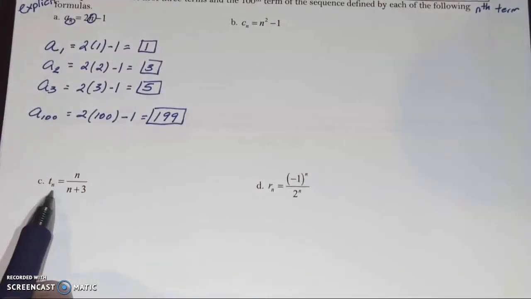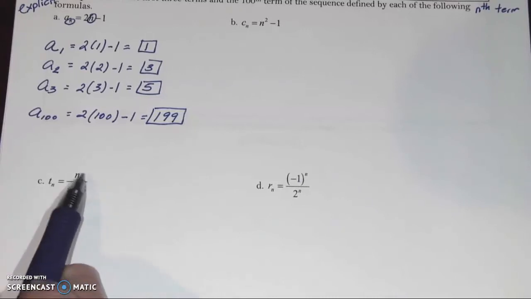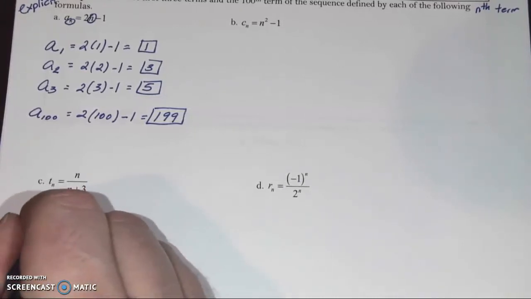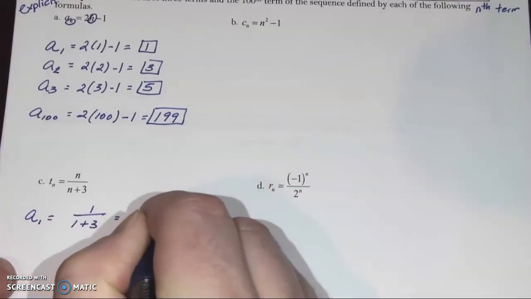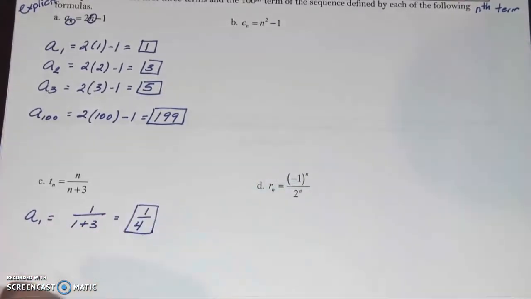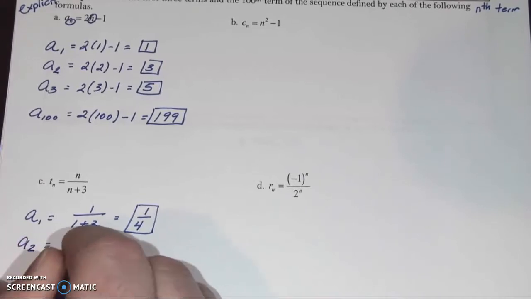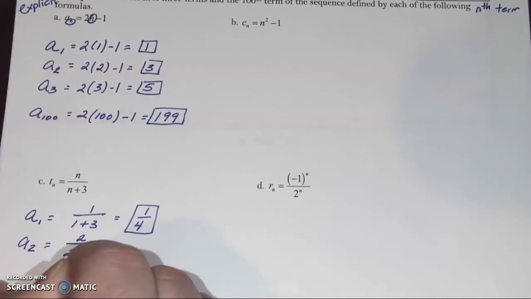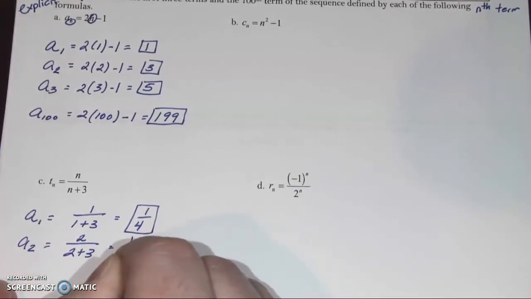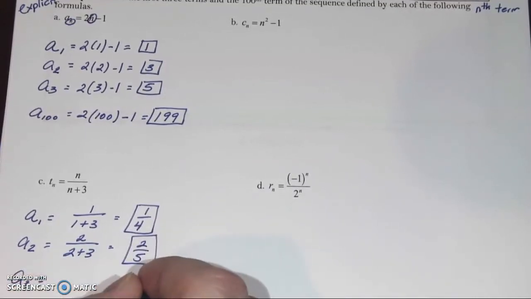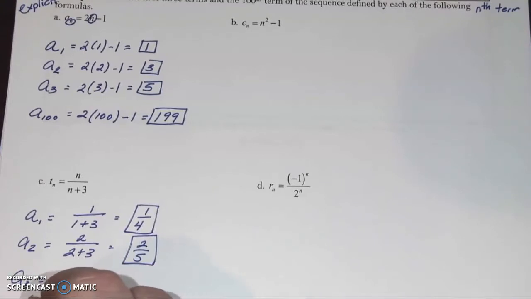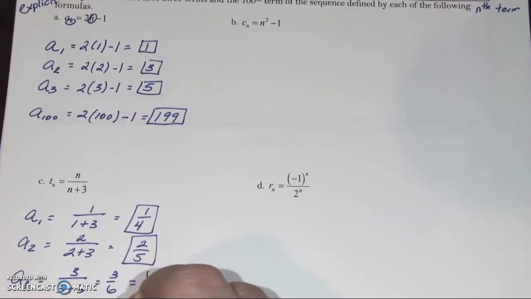So this is sequence T, and it is n over n plus 3. If we want to find the first term, we're going to plug a 1 in for both of those, and our first term of the sequence will be 1/4. Our second term looks like it'll be 2/5. Our third term, if you guys are getting the pattern here, should probably be 3/6. 3 over 3 plus 3 equals 3/6, which actually simplifies to 1/2.